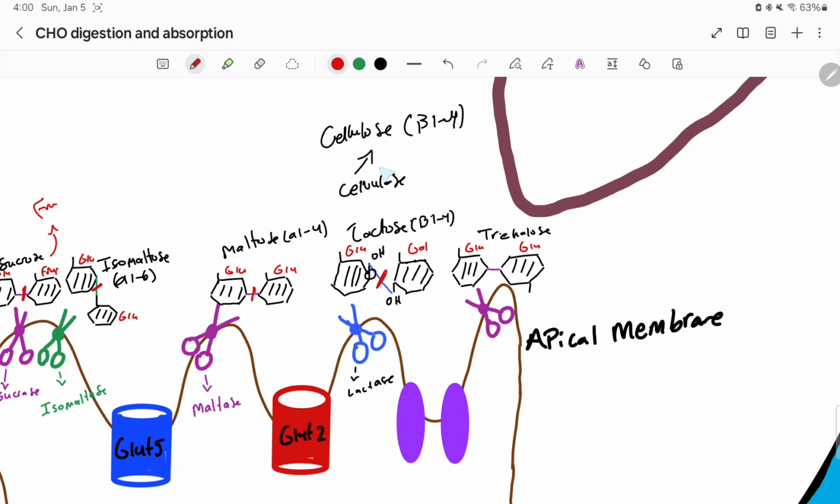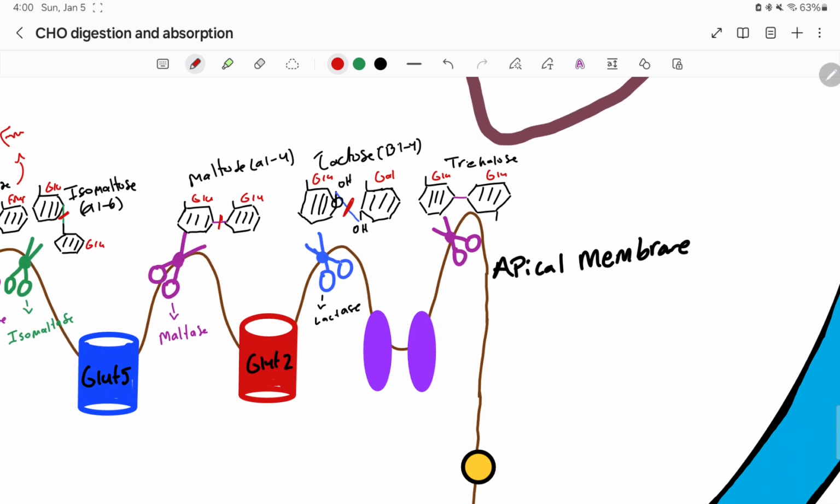But because we don't have an enzyme that cleaves cellulose, it's actually a fiber, because it's not going to be digested and absorbed. Therefore, it'll actually be fermented by the bacteria in our colon. Okay, so it's a fiber.